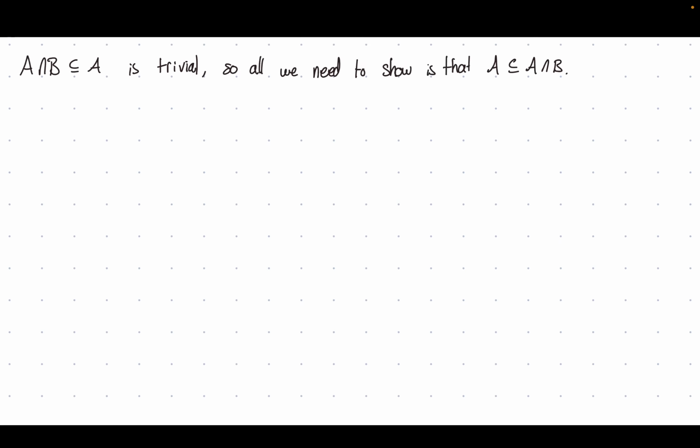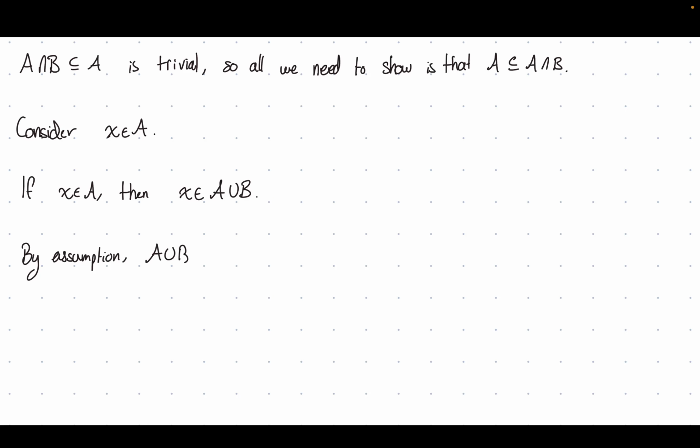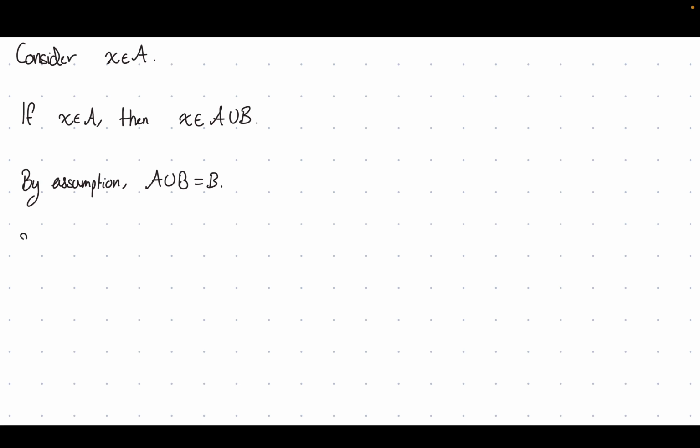Right, so consider some element X in A. If X is in A, then X is going to be in A union B. Then by assumption, A union B is equal to B. So X is going to be in B, right?